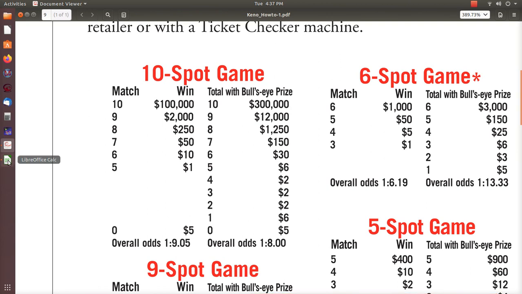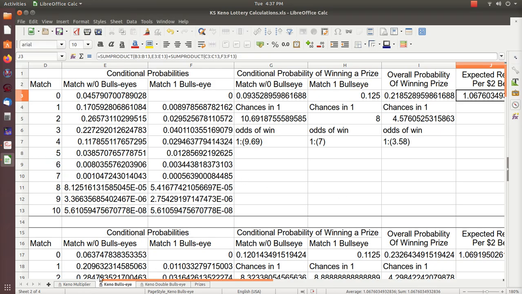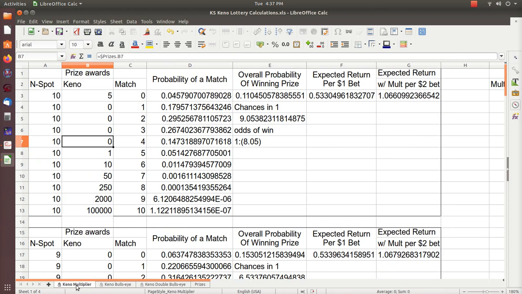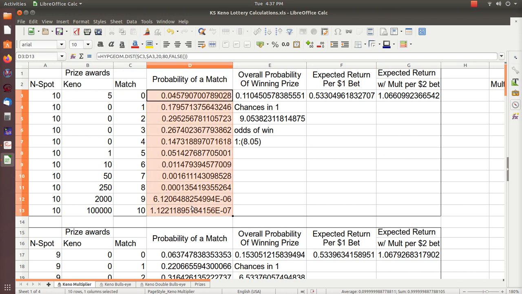And I have an Excel spreadsheet here that I'm going to highlight some of the issues. So let's look at the base casino first and the 10 spot game. Here are the prizes you can win playing Kansas Lottery, and here are the certain matches. Now the probability of a match follows what's called a hypergeometric distribution. So the probability that you match 0, so you pick 10 numbers, the computer picks 20, the probability that you match 0 of them is this number.